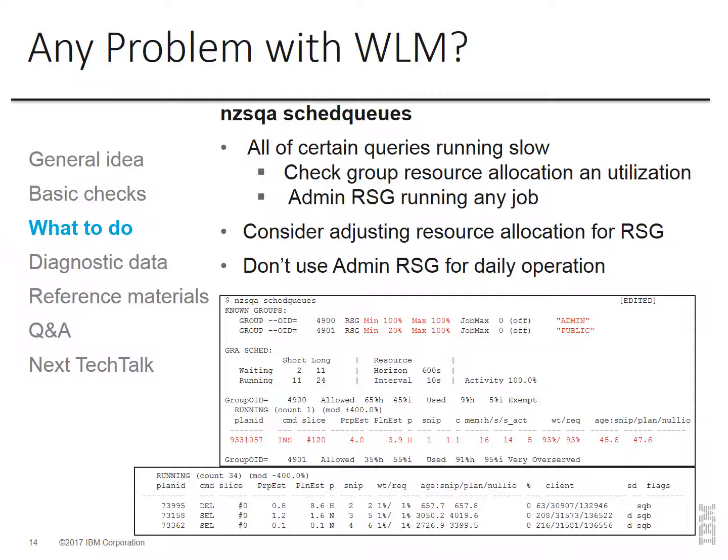A common user practice is to run jobs from the admin group. Admin resource group is a special group and none of the scheduler restrictions apply to this group. In this scenario, jobs from the admin group are taking up most of the resources, causing the public group to suffer. This issue can be fixed by assigning 100% resource to the public group, but it's always better not to use the admin group for daily operation.